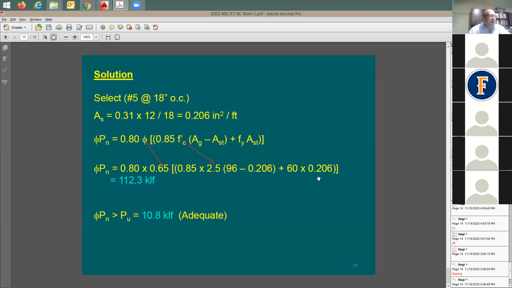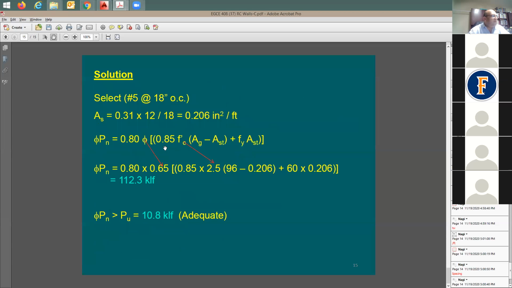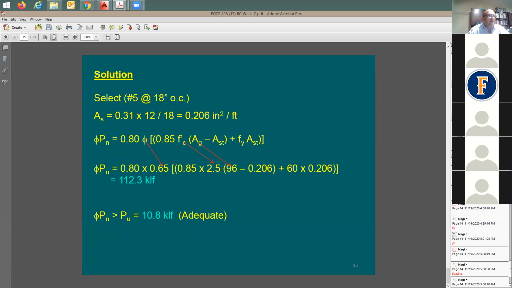Cross-section area is going to be 96. Where is this coming from? Let me look at this. A cross-section area, 96 square inches, is the wall thickness multiplied by just 1 foot. We're going to say this is going to be the 96 inches. How about the steel? How much steel are you putting? The amount of steel I put there is going to be the actual steel. You're not going to be using the minimum, because I ended up providing 0.206. This is going to be the actual amount that I'm going to plan to put in there.